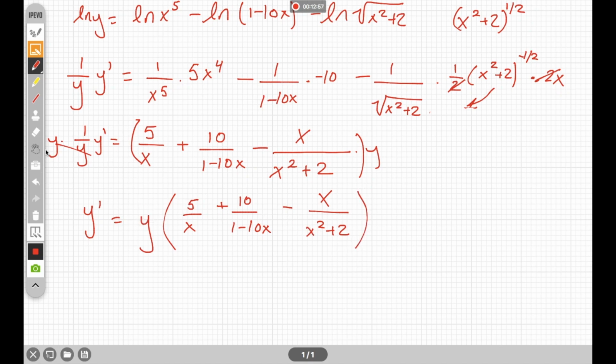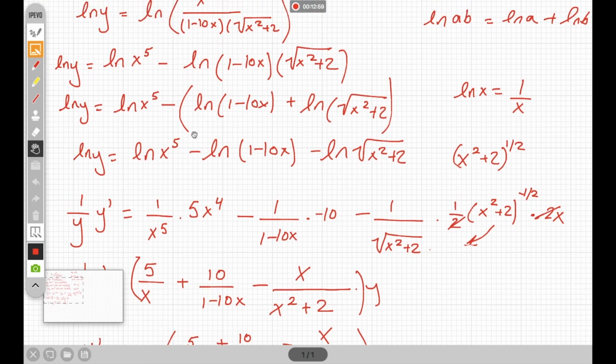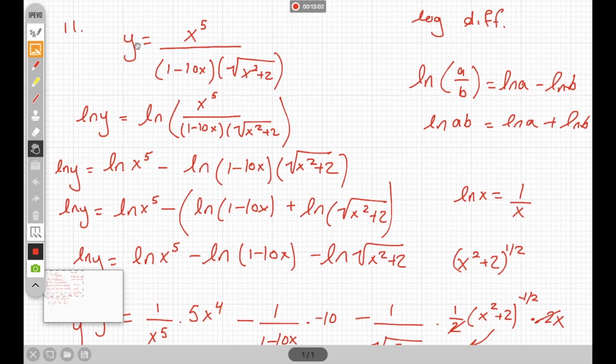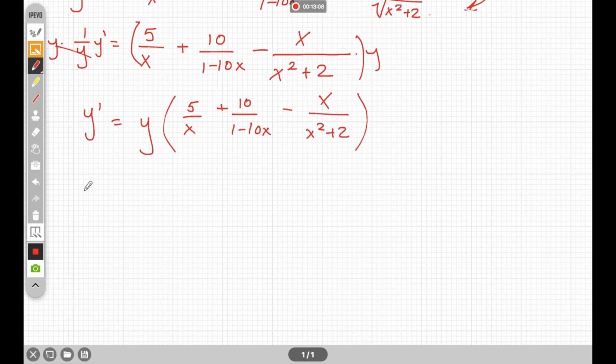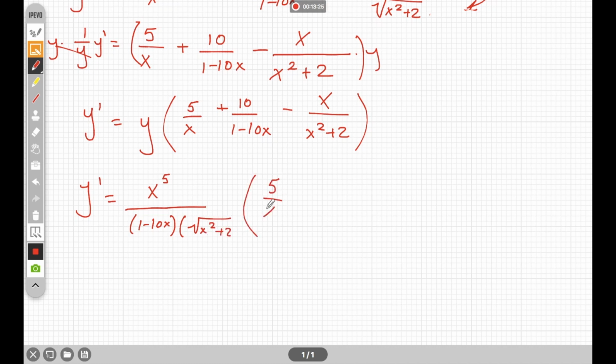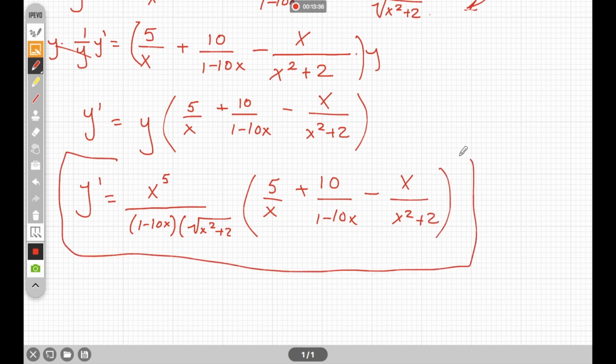Here it's easy to replace y because it was already initially solved for y. So we're going to replace y with this original function because we know what y is. So your final answer, y prime, is equal to, what was y? x to the 5th over 1 minus 10x times the square root of x squared plus 2 times 5 over x plus 10 over 1 minus 10x minus x over x squared plus 2. And then this would be your final answer.